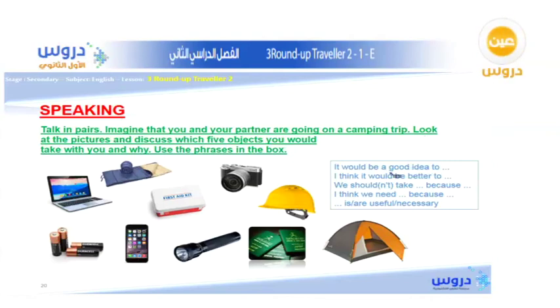For example, what will you take? Okay, the camera or helmet or tent or passport. We have a lot of things here. You can use this to help you make a good sentence, like it would be a good idea to what. I think it would be better to, we shouldn't take the laptop because something. I think we need something because, for example, here I think we need a tent because the weather is cold. You can use it like this. It depends on your opinion.